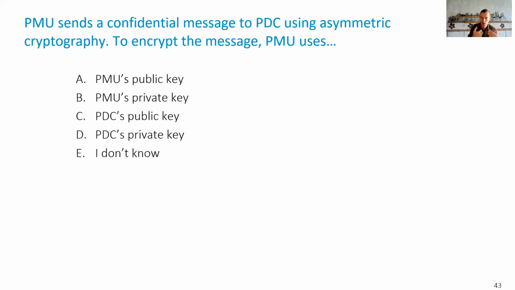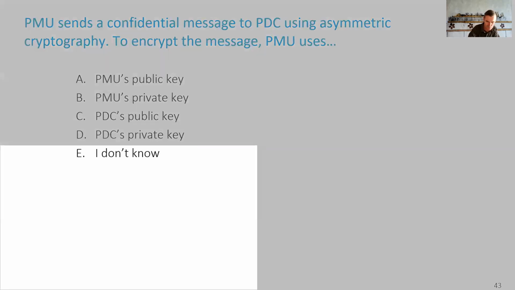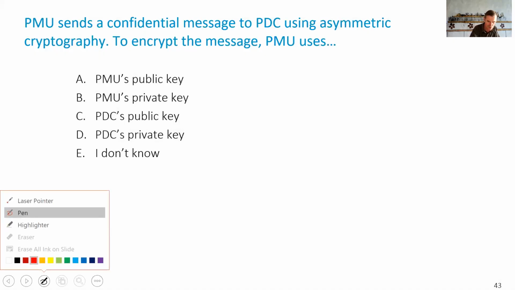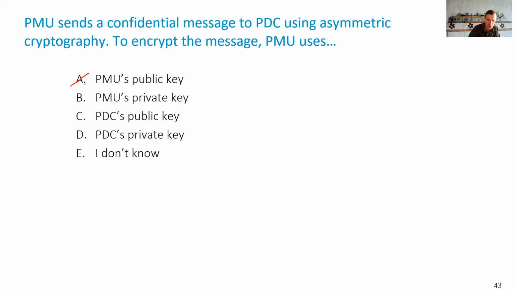So you should send with the public key of the PDC, which you can, because by nature, a public key is public. So anybody can know what the public key of the PDC is. So answer A does not work. C works. If I encrypt with PDC's public key, everybody can do that, by the way.